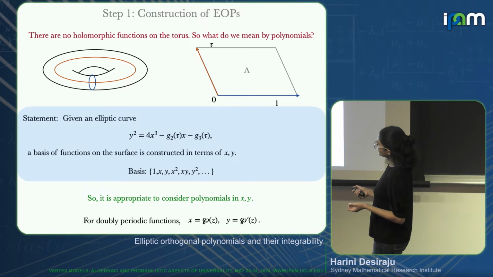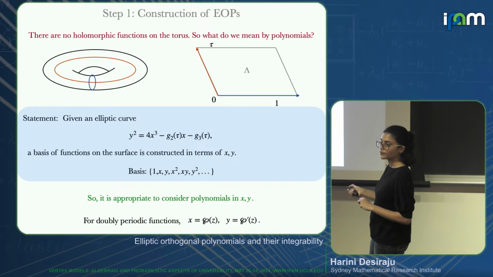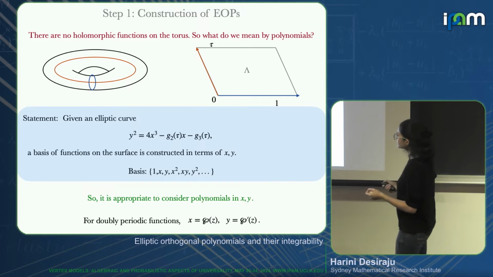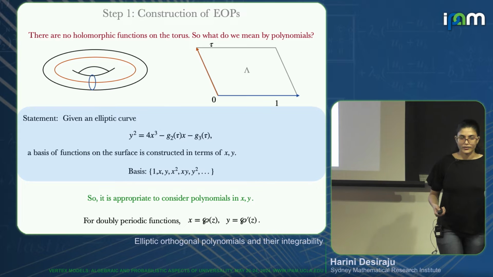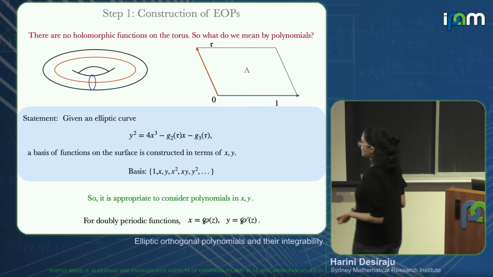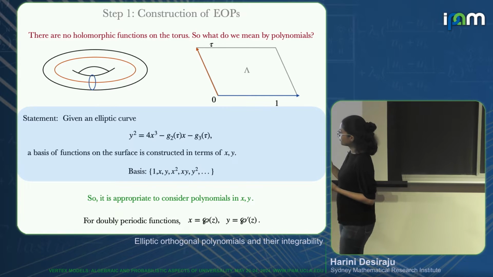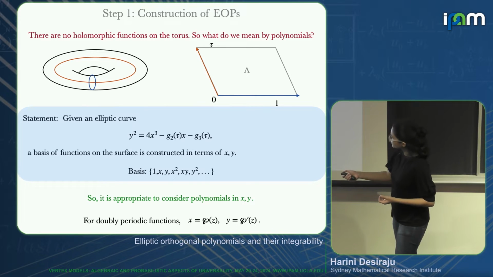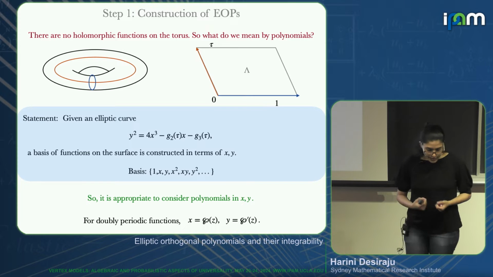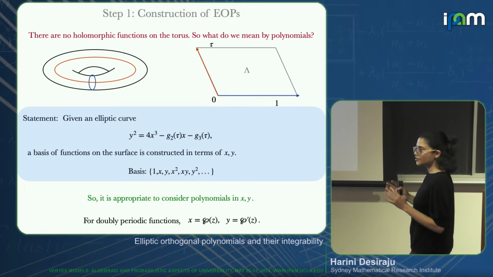So you can consider polynomials as polynomials in x and y as opposed to z. And this is where the word bi-orthogonality comes from also, which is that it's orthogonal both in x and y. Now, the basis itself, so the form of x and y itself, we have some leeway in choosing the basis.